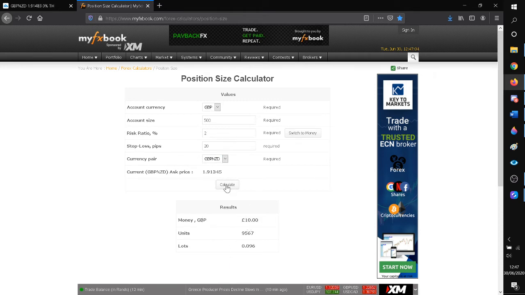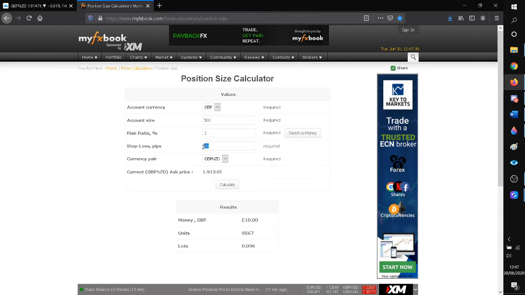Then it automatically calculates for you. It's saying that with a £500 account risking 2% and your stop loss at 20 pips, you can use a lot size of 0.096, and every 20 pips it moves, you're going to be making £10. If you lose the trade, you lose 20 pips, you lose £10. This determines really how much you're going to be making.